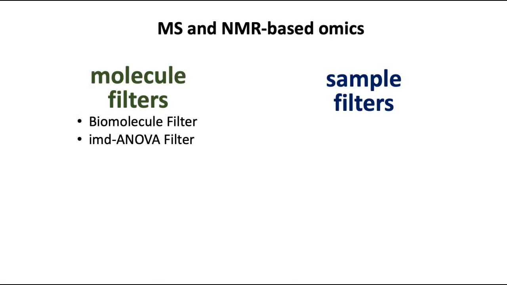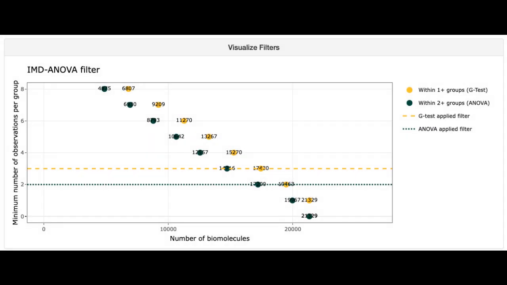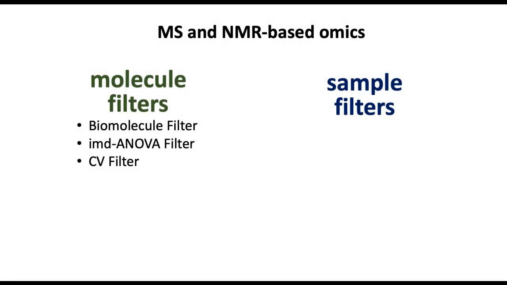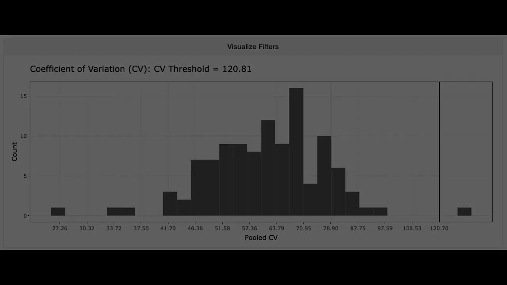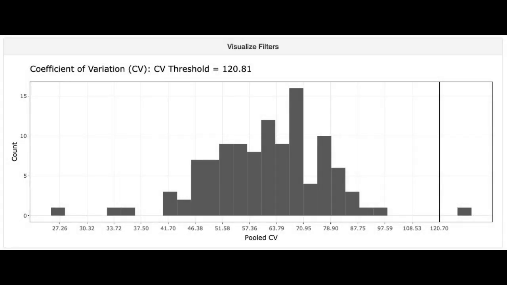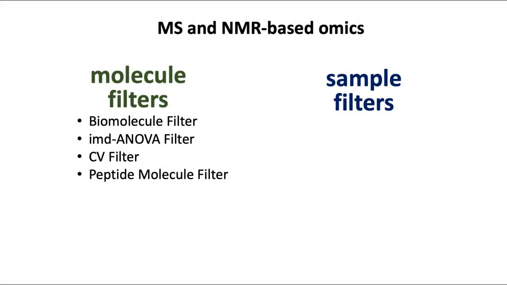There is an imd-ANOVA filter for removing biomolecules without enough samples for downstream statistical comparisons, since both the downstream G-test and the ANOVA test require a minimum number of samples. We also have a coefficient of variation filter, which removes biomolecules with highly unusual variability, though this filter is not often applied.